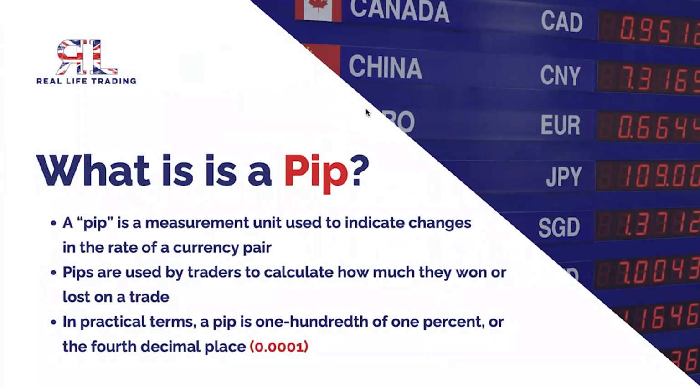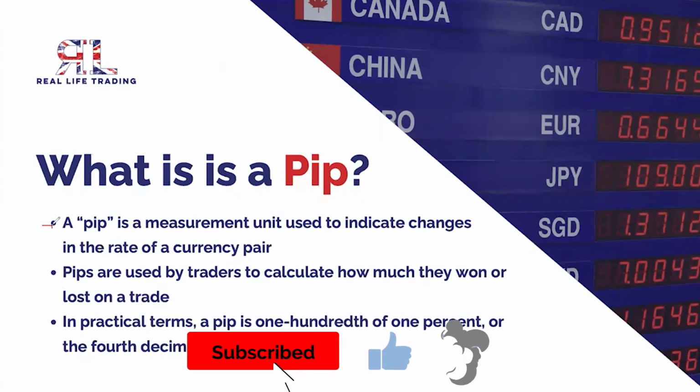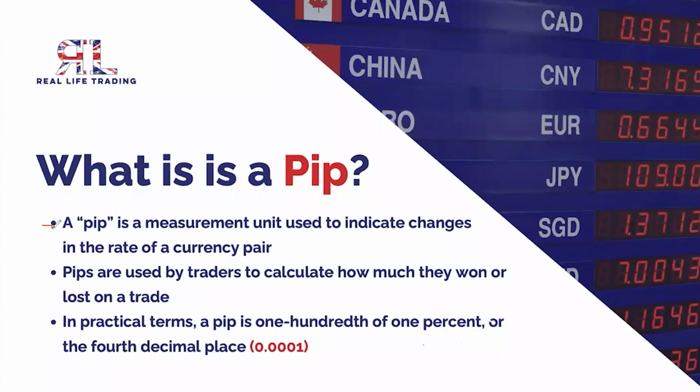But what does it mean in terms of Forex? Sometimes pips can be referred to as points, just to get that out. Same thing, just different terminology. A pip is a measurement unit used to indicate changes in the rate of a currency pair. Pips are used by traders to calculate how much they have won or lost on a trade. And in practical terms, a pip is 1/100% or the 4th decimal point.